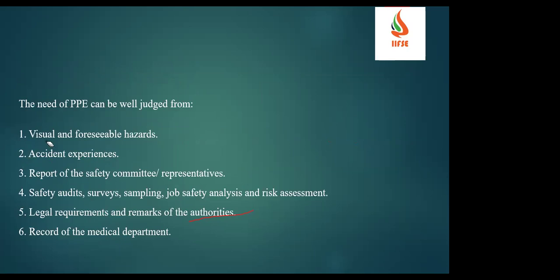One is visible and foreseeable hazards. These are the hazards which are visible and also foreseeable or predictable. What are the hazards you have predicted? Or I can say potential hazards. Then accident experiences. This is also one. Report of the safety committee and also representatives.